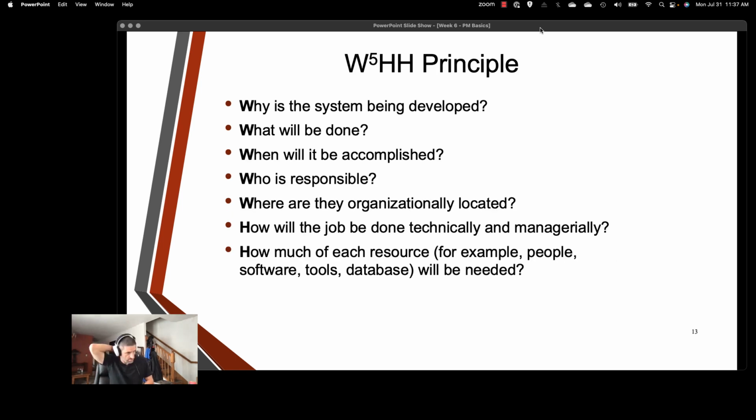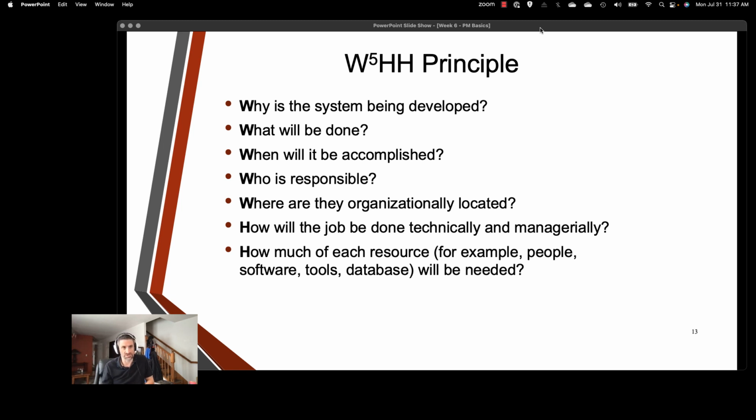All right, so I don't know if any of you have heard of this. This is the W5HH Principle. It stands for the 5 W questions and then the 2 H questions, such as, why is the system being developed? Why are we making the system? Who is it for? What's the point? What will be done? So we have to outline our processes. We have to outline our task sets.